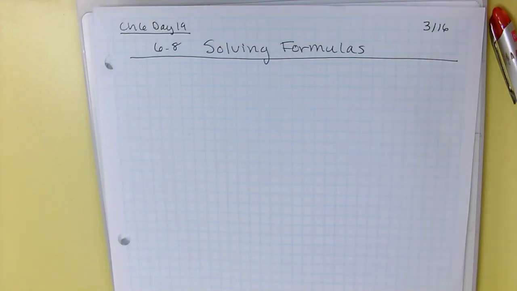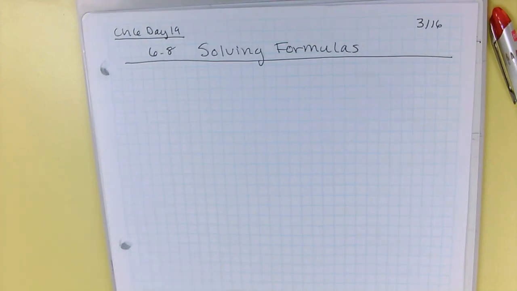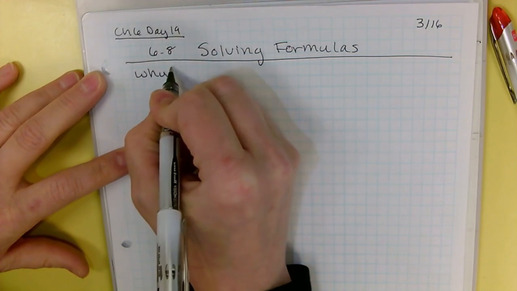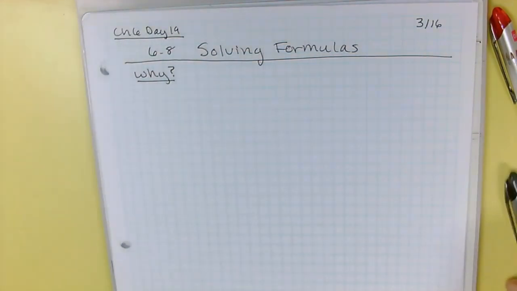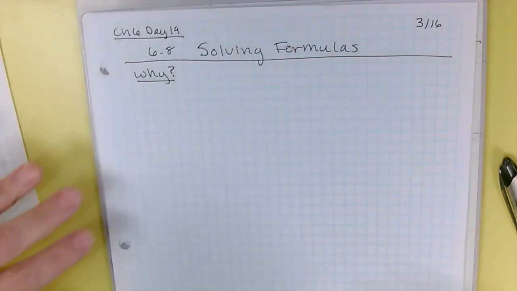Okay, so today is 6.8, solving formulas. So basically using the same style of rational equations that we've been doing, but then solving for letters instead of just solving for a number. So first question always to ask is why? Why do we actually solve formulas? Why do we bother at all?